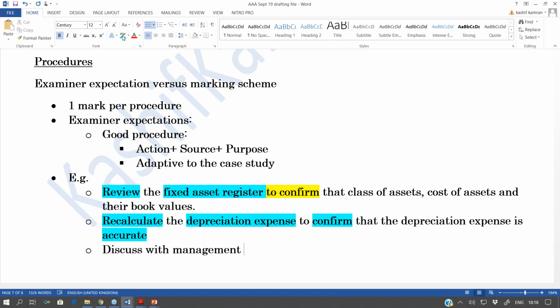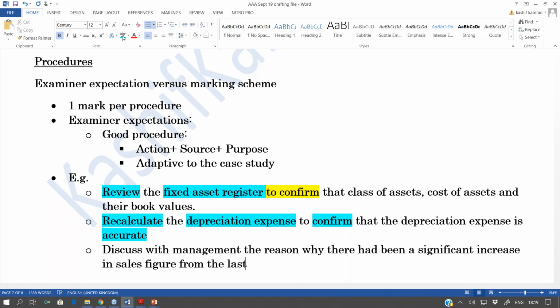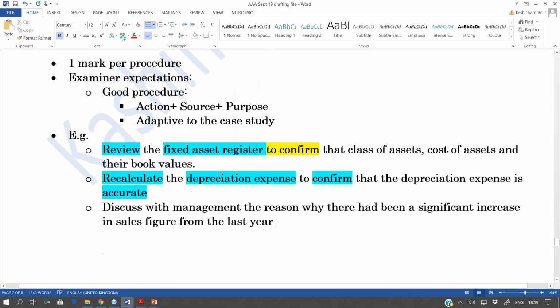Source. Management becomes the source. Discuss becomes the action. Discuss with management the reason why there had been a significant increase in sales figure from the last year. Now see this, discuss became your action, management became your source, reason why there had been a significant increase is your purpose. Why are we discussing with the management? What's the purpose of discussing with management? To know the reason why there had been a significant increase.